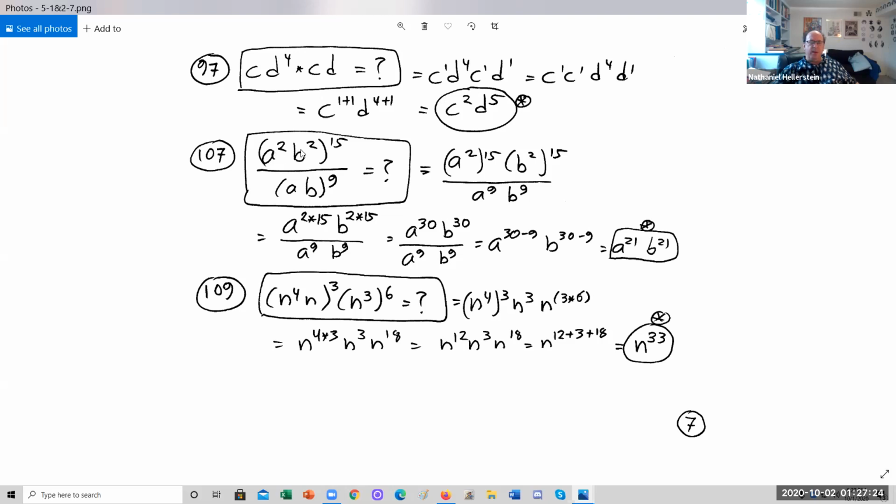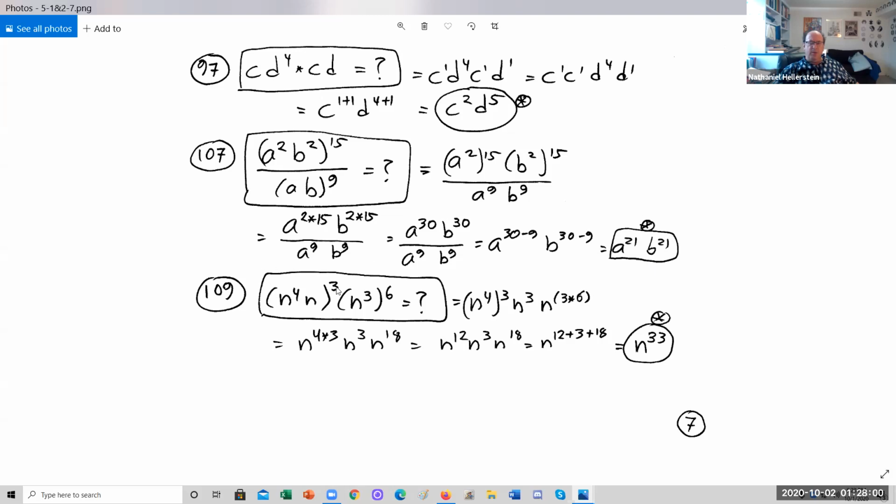A to the 2, b to the 2, all to the 15th, over a b to the 9th. So we distribute the 15th power in the numerator, distribute the 9th power in the denominator. A to the 2 to the 15th, b to the 2 to the 15th, a to the 9th, b to the 9th. Here we multiply 2 times 15, you get a to the 30th. Here we multiply 2 times 15, you get b to the 30th. For a to the 9, b to the 9, we subtract powers. A to the 30 minus 9, b to the 30 minus 9. So that's a to the 21, b to the 21.